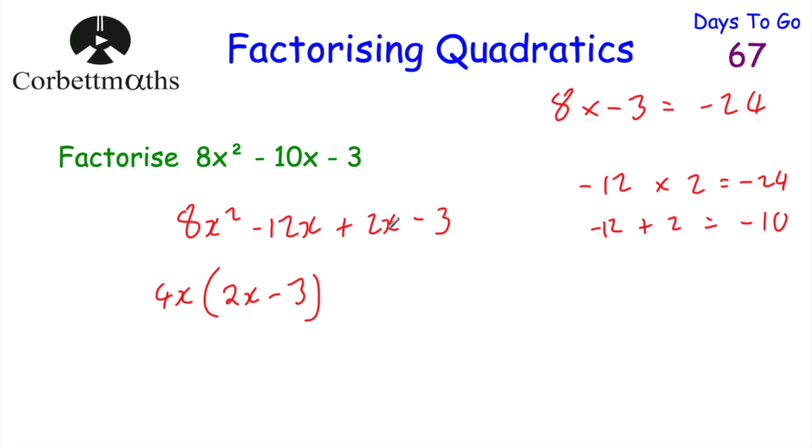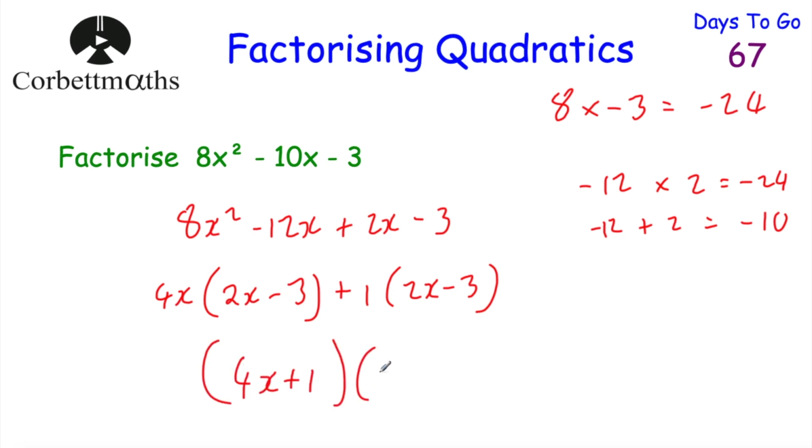And then factorizing the next two, the only thing we can divide these by is 1, so we're going to do plus 1 lot of 2x minus 3. Okay, and that's great because we've got the same thing in both brackets. So now we've got 4x lots of this bracket and 1 lot of this bracket. So altogether that'll be 4x plus 1 lots of that bracket. And that's it, we've factorized it. So you can use either approach.